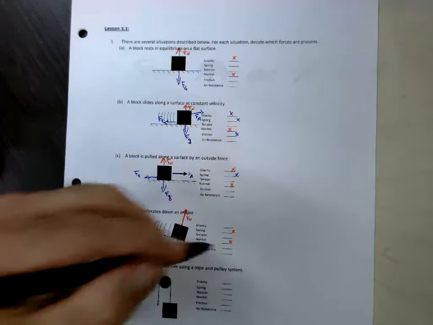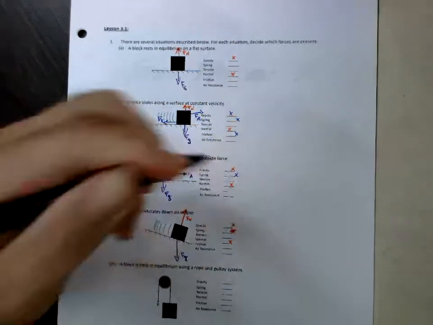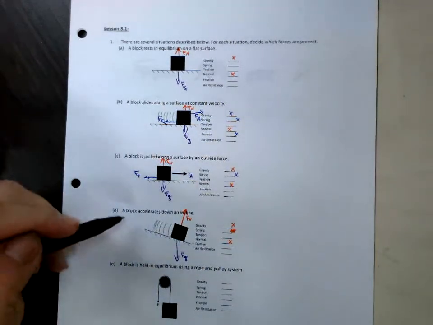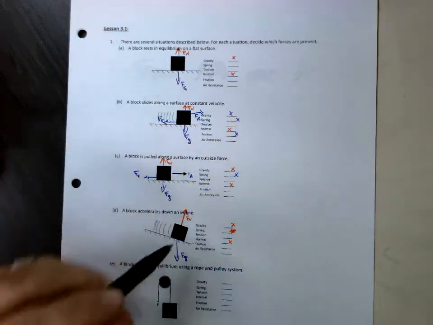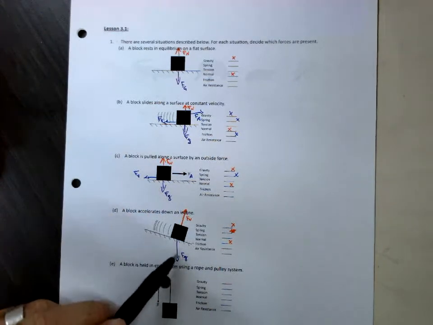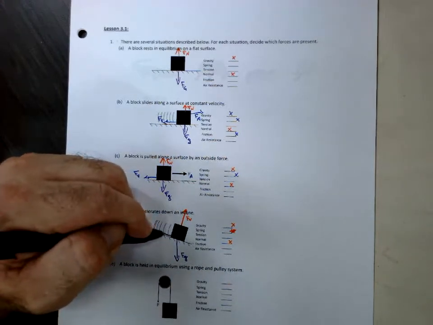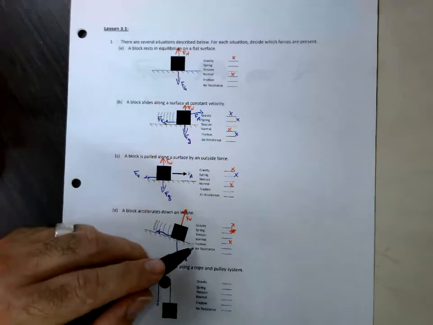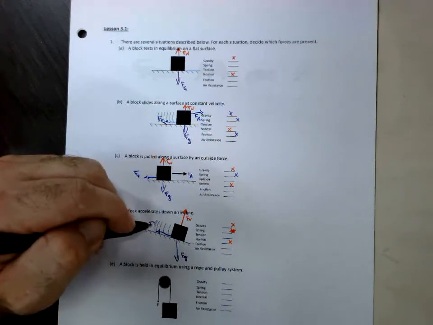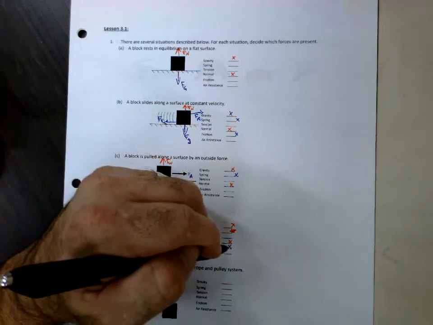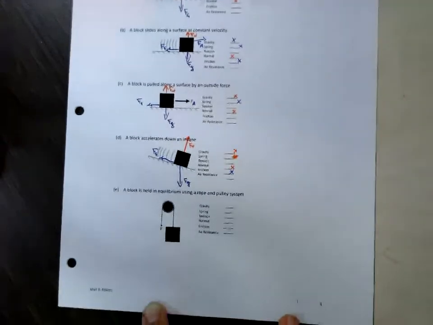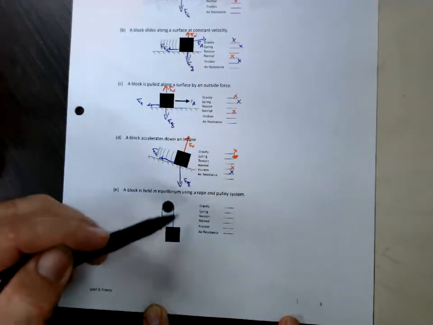So normal and gravity. And then finally, the block is accelerating down the incline. So whatever gravity is not canceled out by the normal force is pulling it down. But that does mean, since we have the block sliding against another surface, we do have a little bit of friction.